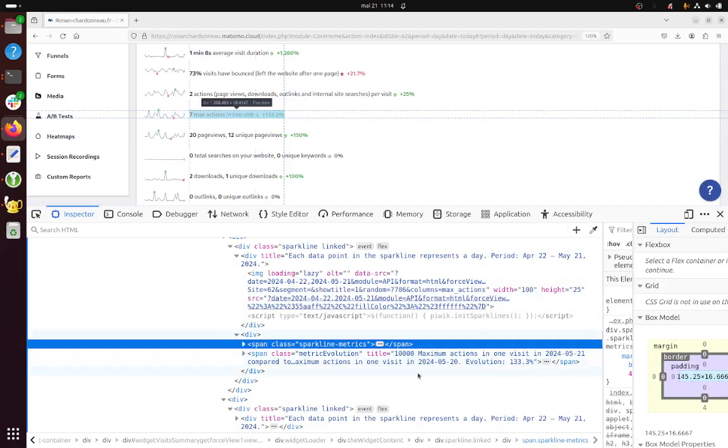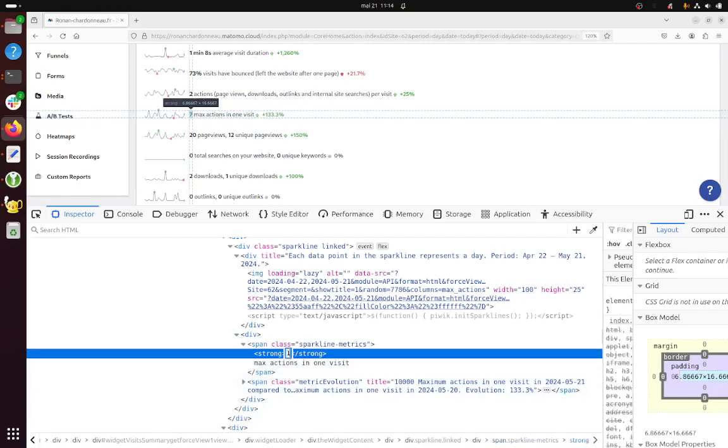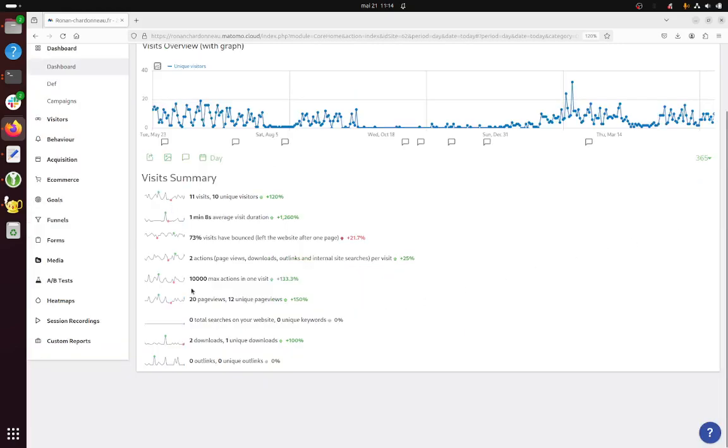So this is correct, and instead of 7, 10,000, something like this. Let's imagine that this traffic is not true. You may have identified it and already filtered it out, like it's coming from a specific country. But it can happen that this traffic is legitimate and that you really have some real end users making 10,000 maximum actions in one visit, which of course, at the end of the day, is increasing significantly the number of hits within your Matomo instance.